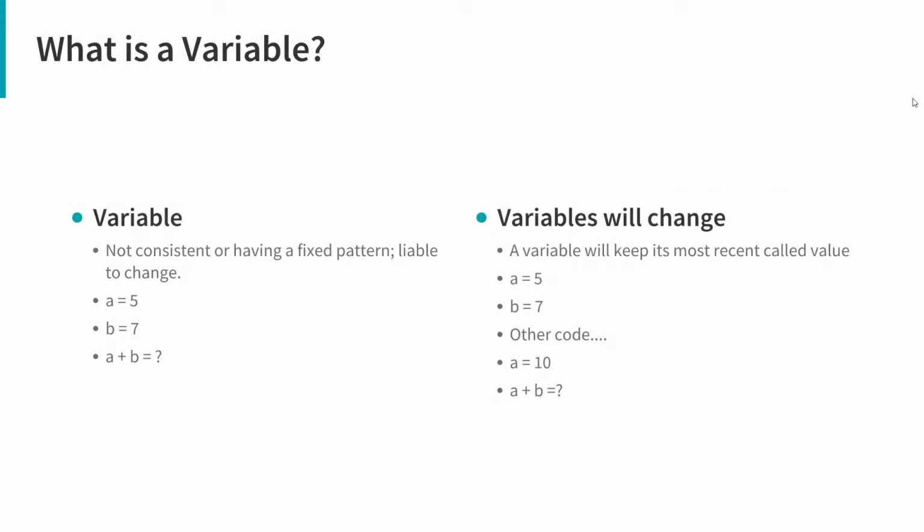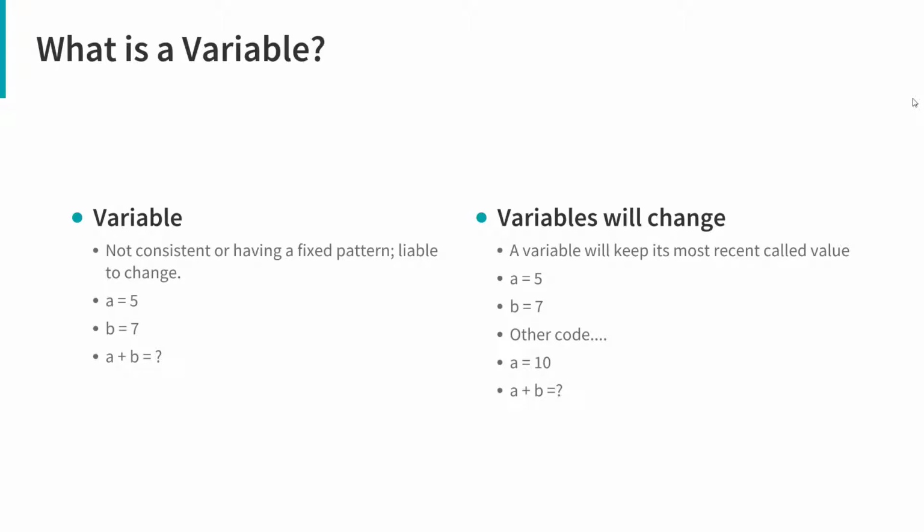So what is a variable? It's anything that's not a constant or having a fixed pattern. It's liable to change. I just kind of pulled that definition off of the internet. I thought it worked. But how do variables work, right? So let's say we have a is equal to 5 and b is equal to 7. So what is a plus b? Give you a second to think about it, and it's going to be 12, right? Because a is equal to 5 and b is equal to 7. Pretty simple stuff. So a plus b is 12.